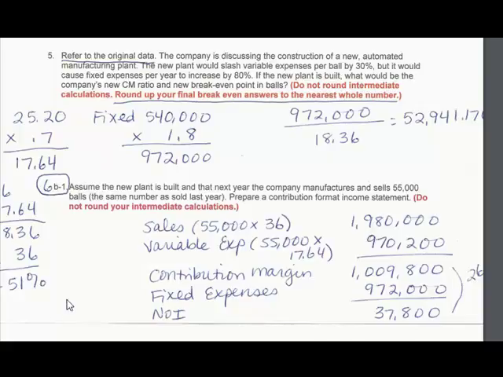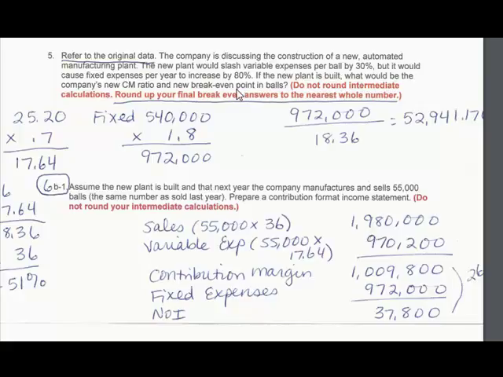So down here on the left, I've calculated the new CM ratio. We're going back to the original sales price of $36 because we're using that original data. We're subtracting the new lower variable expense per unit that I just calculated, getting our new unit CM, dividing by the sales price to get the new CM ratio.